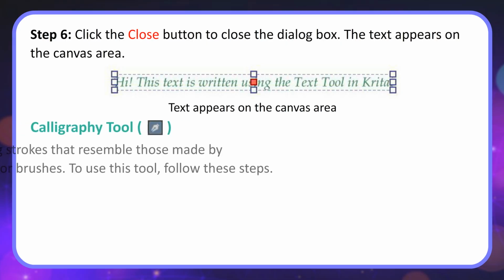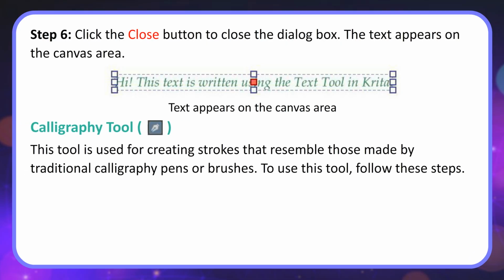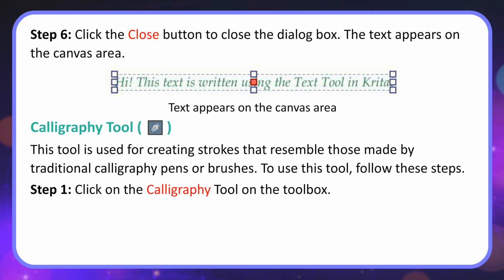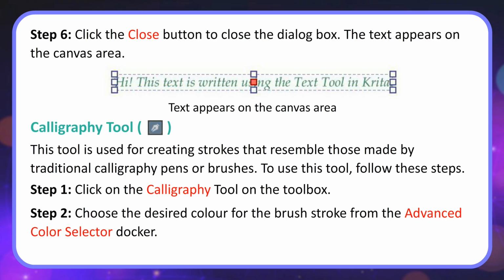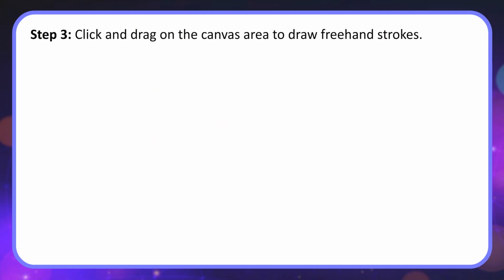Calligraphy tool. This tool is used for creating strokes that resemble those made by traditional calligraphy pens or brushes. To use this tool, follow these steps. Step 1. Click on the calligraphy tool on the toolbox. Step 2. Choose the desired color for the brush stroke from the Advanced Color Selector docker. Step 3. Click and drag on the canvas area to draw freehand strokes.